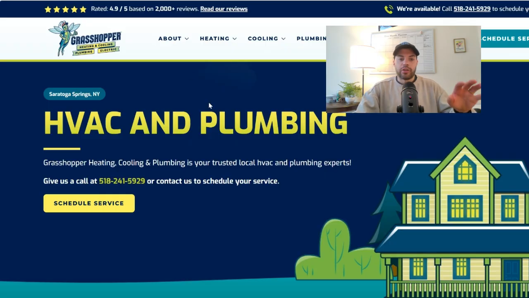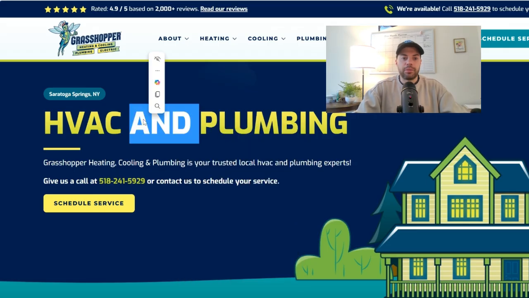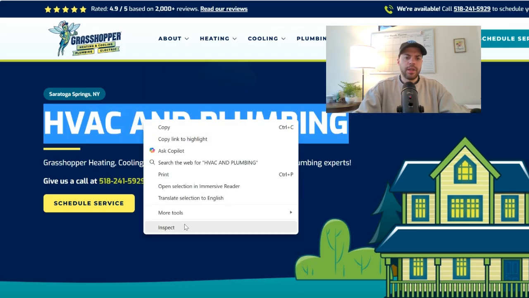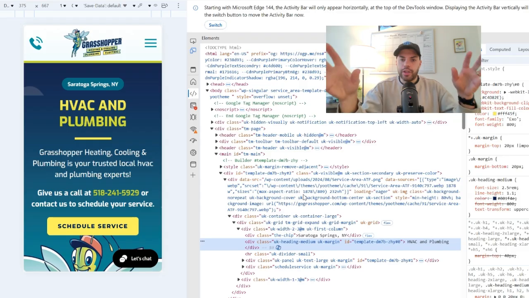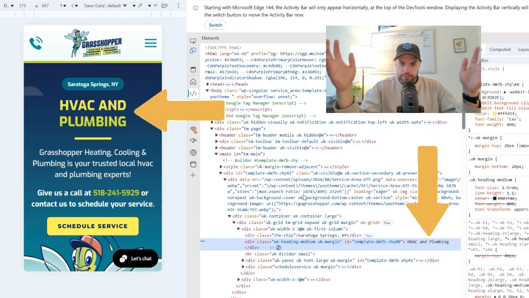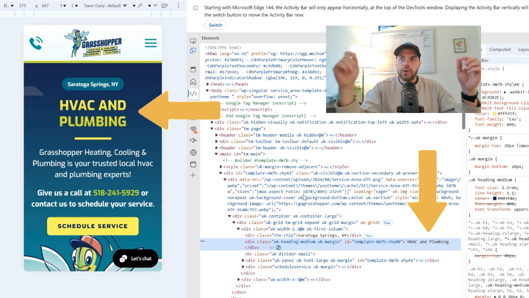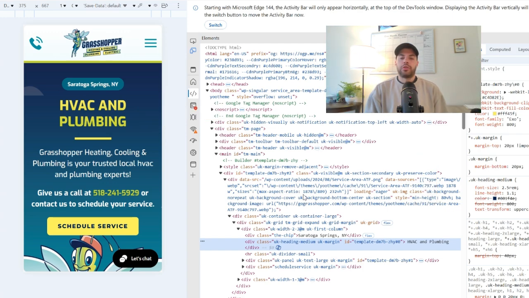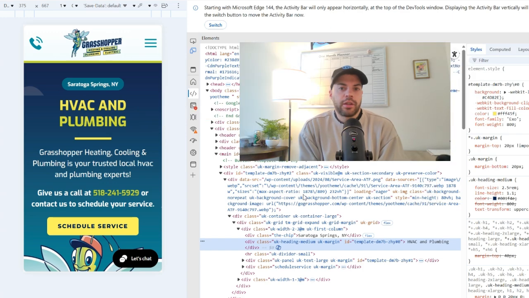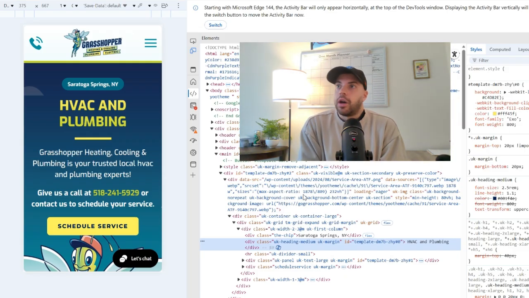So let's pretend again that Grasshopper is my client. The first thing I would tell them is that having HVAC and plumbing right over here is wrong, because this is your H1 tag. The problem is that HVAC and plumbing are two completely different services, so you're diluting your SEO efforts. If I'm searching for an HVAC contractor or service, it could be my boiler, my furnace potentially not keeping my house as warm, or my AC unit making a weird noise. I don't really need a plumber, and then vice versa.